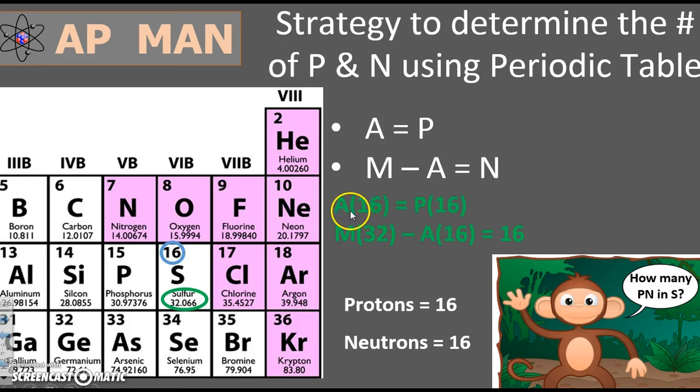So for example, the atomic number for sulfur is 16. We know that because the number of protons is 16. We can subtract 16 from 32, which is the atomic mass, and that yields 16 neutrons in the nucleus of one atom of sulfur.